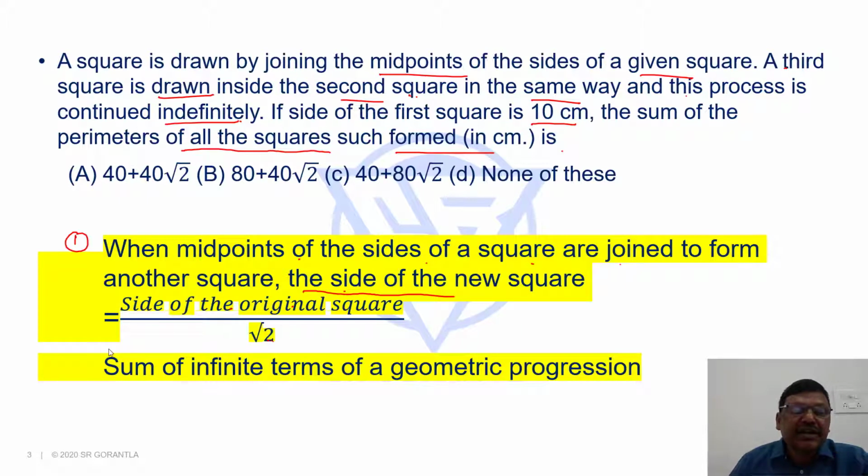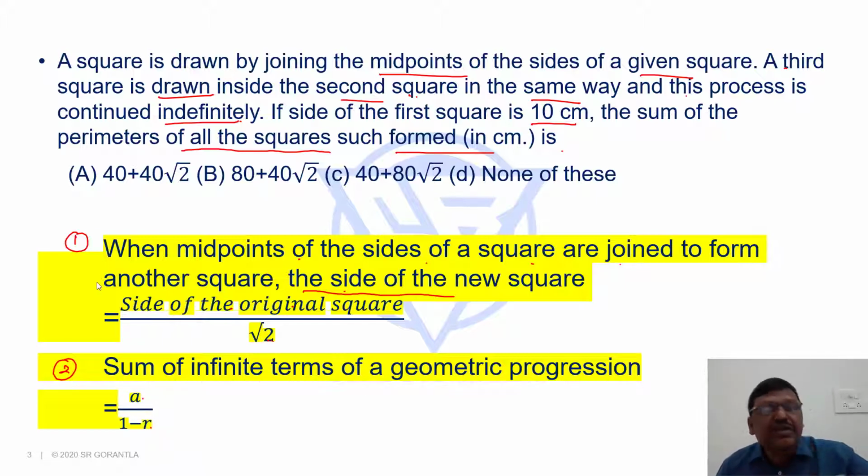Second point is, the sum of infinite terms of a geometric progression equals a by 1 minus r, where a is the first term of the series and r is the common ratio. Now, can you at least try using these 2 points now that I've given you some hint? Right. We'll discuss this first point in detail.